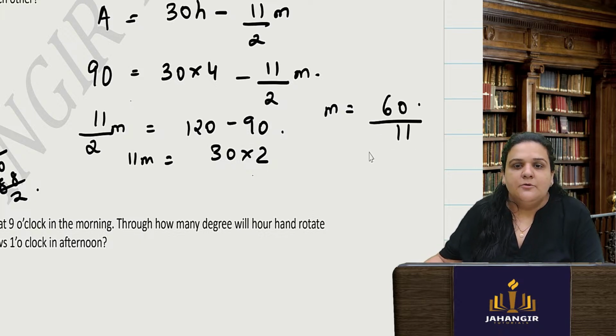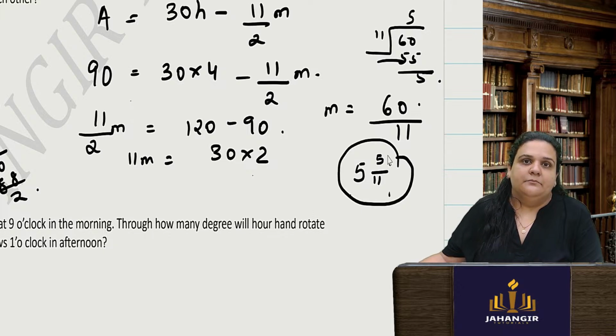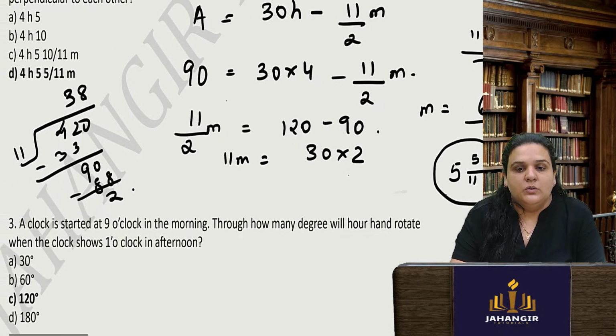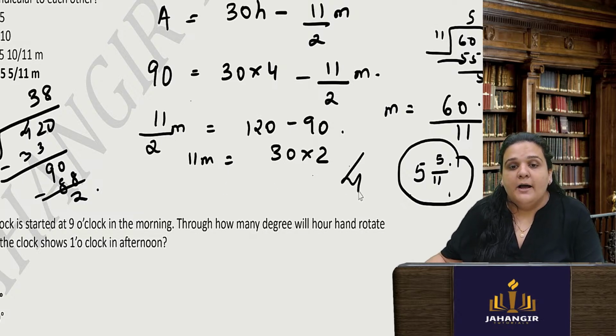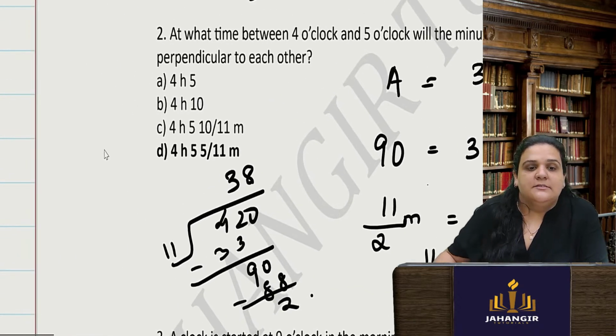Now this we can easily do. 11 5s are 55. Again 5 will be left. So we'll have 5 upon 11. When you solve, 11 5s are 55, you will have 5 left. So it will be 5 by 11 as a fraction. Okay, so the answer will be 4 o'clock past 5 by 11 minutes. Okay, so see, this is the answer D.